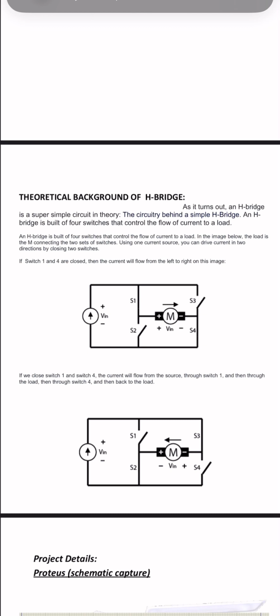As the H bridge shows, there are 4 switches, and if we close switch 1 and switch 4, then the current will move from left to right and move the motor in the clockwise direction. And if we close switch 3 and switch 2, then the current will move from right to left and move the motor anti-clockwise. An H bridge is simply used to change the direction of the current.